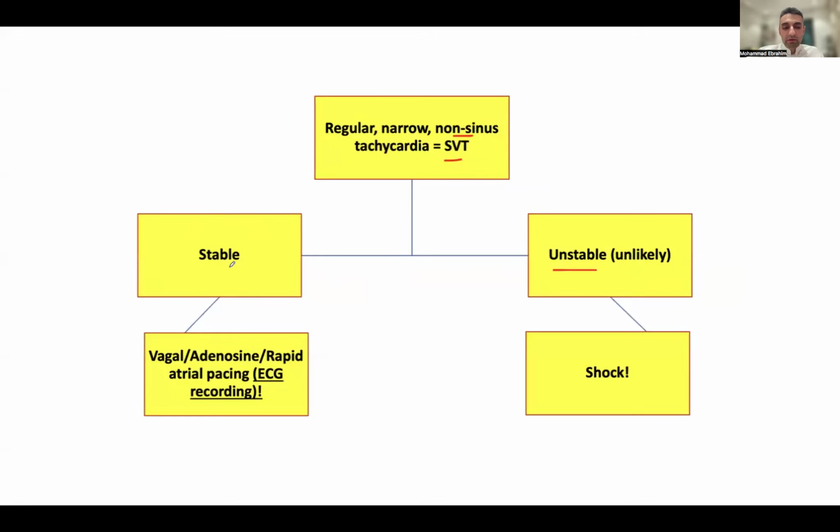So then if the patient's stable, you want to treat with vagal maneuvers, adenosine administration, or rapid atrial pacing if you have the ability. And then you want to do ECG recording during your maneuvers. If the patient is unstable, you want to shock the patient.